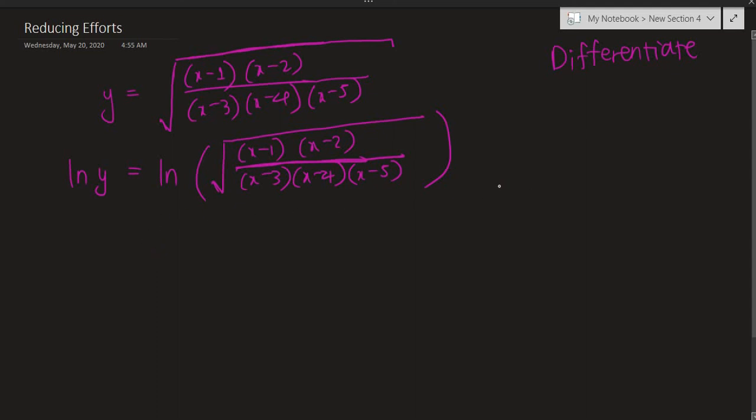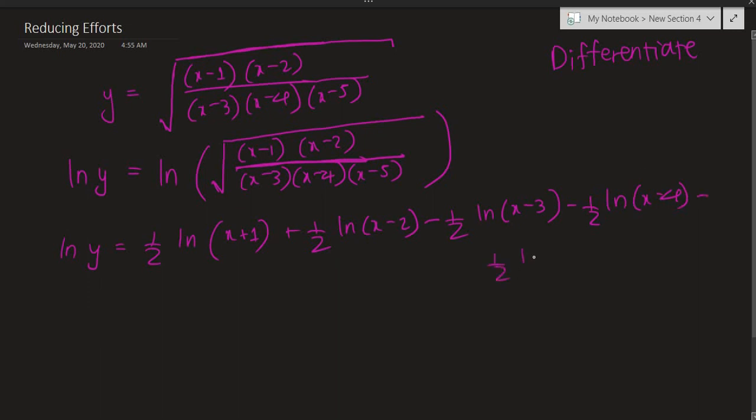Let's differentiate. Before differentiation, actually, we can just apply some properties. Natural log of y being equal to, we can bring the power down, half of the natural log of, well, we can split these up, multiplications become additions, so x minus 1, still have the half, plus half of natural log of x minus 2, minus, because now we are in the denominator, half of the natural log of x minus 3, minus half, still in the denominator, natural log of x minus 4, minus half of the natural log of x minus 5.